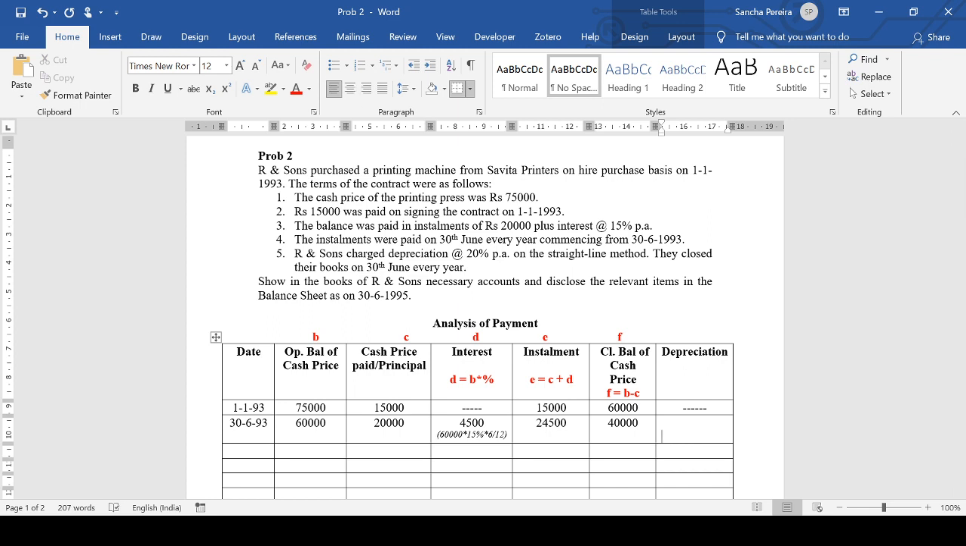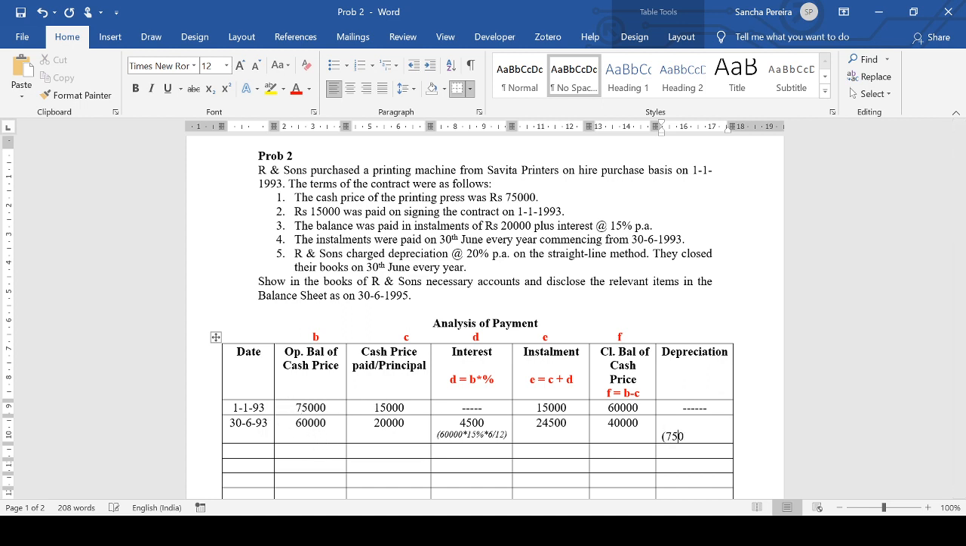Again, what's the price of the asset? It is 75,000 R. Now remember, when we are calculating depreciation, we don't calculate on opening balance of cash price or anything of that sort. We calculate on the actual value of the machine, and the actual value of the machine is 75,000. We are calculating depreciation, not installments or interest or anything of that sort. So we don't take 60,000. We are going to take the original cost of the machine.